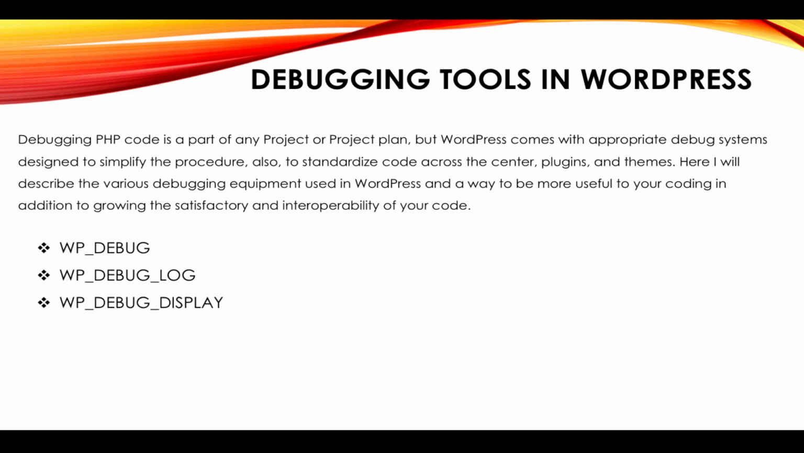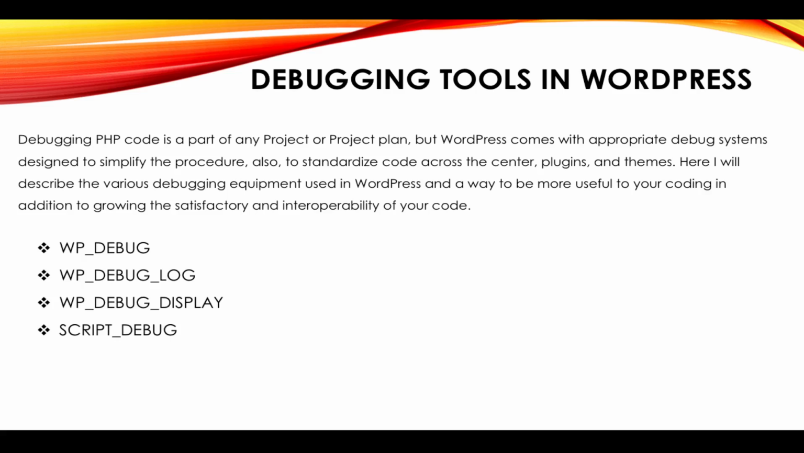Next, we have WP debug display. Suppose you have enabled WP debug or WP debug log, but at the same time you don't want to display those errors, warnings, or deprecated code on the screen. Then you can make this WP debug display false. By default, this one is true. If you enable WP debug true, it also becomes true. So you can make it false as well. This one is also a good tool to hide the code which is shown on the screen.